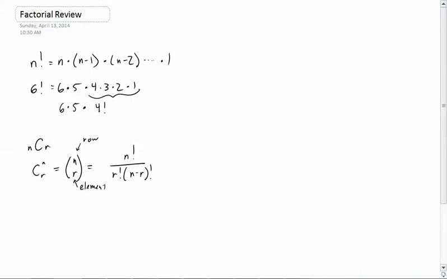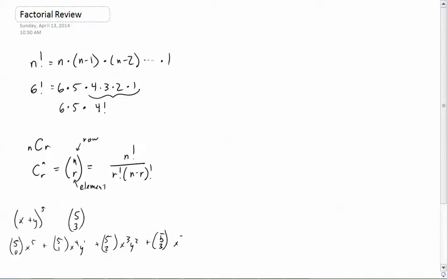starting at row 0 and element 0. Alright, so something like this would be like, say we had 5, 3. That would be something where, let's say it was x plus y to the 5th power, and I wanted the term where it was y to the 3rd. Because remember, we can write this as 5, 0 times x to the 5th plus 5, 1 times x to the 4th, y to the 1st, plus 5, 2, and so on and so forth. So this hopefully you're familiar with. This should be just kind of a reminder of what's going on here.